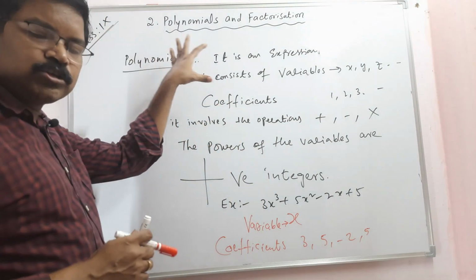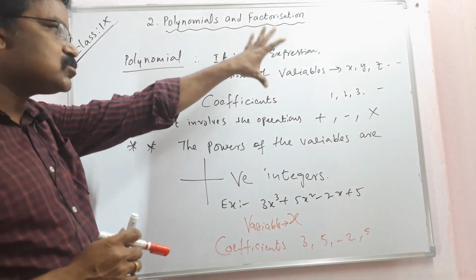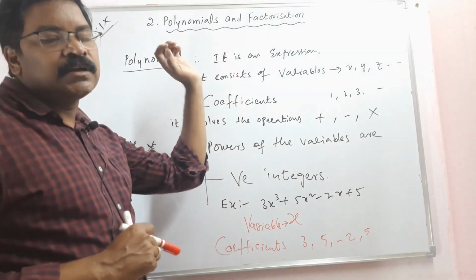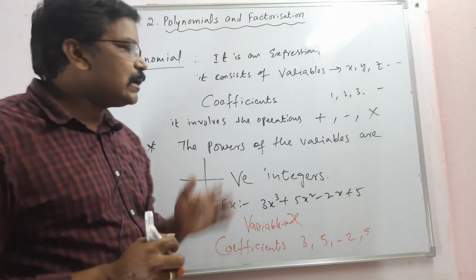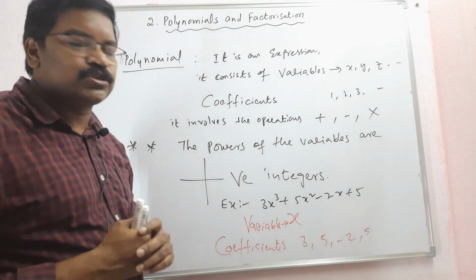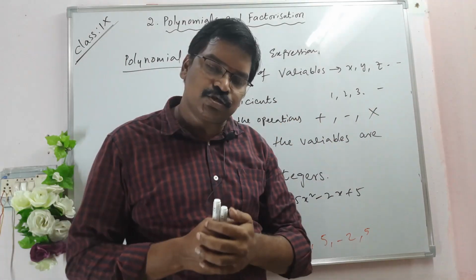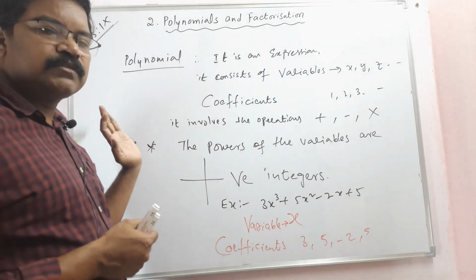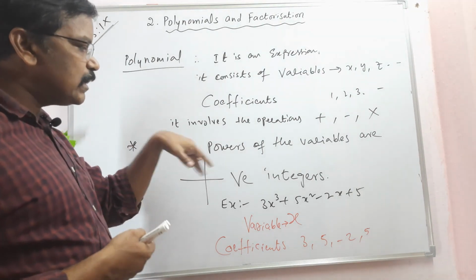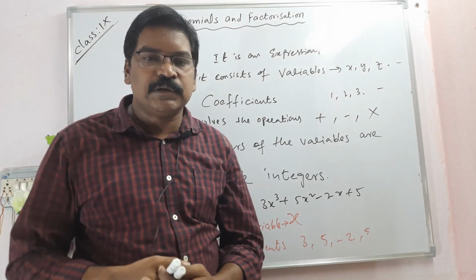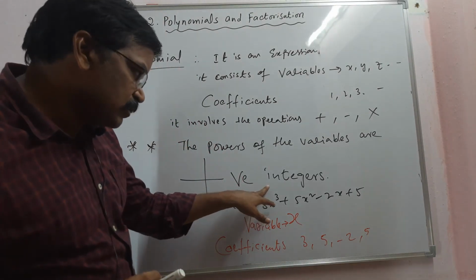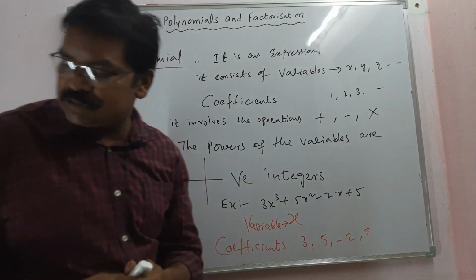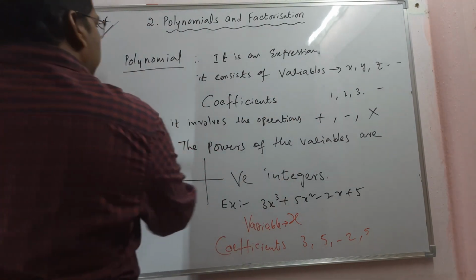So what is a polynomial? A polynomial is an algebraic expression. It consists of variables x, y, z, like that, and it involves the operations only plus, minus and multiplication. And the main condition to be a polynomial is that the powers of the variables, these powers 3, 2, 1, are positive integers.